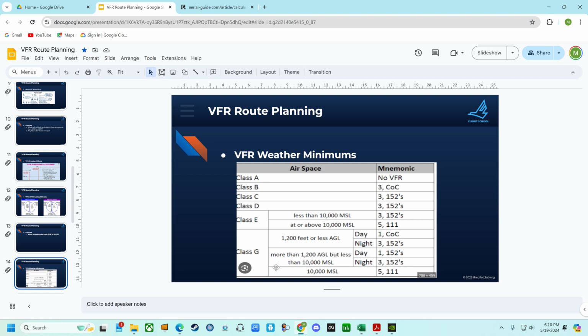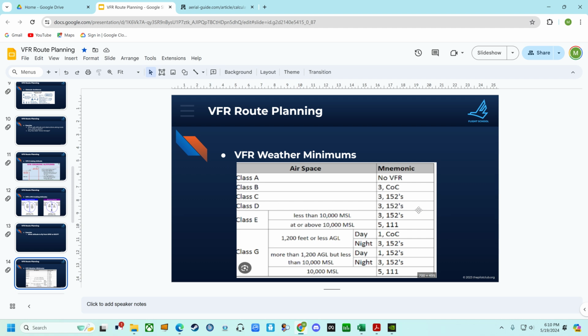So there are VFR weather minimums. You can Google a little bit of a cheat sheet. Basically, when you look at a specific airspace, so if we say class Delta, the first number here, the 3, is the minimum miles of visibility you need. So for VFR, you need at least 3 statute miles of visibility for class Delta airspace.